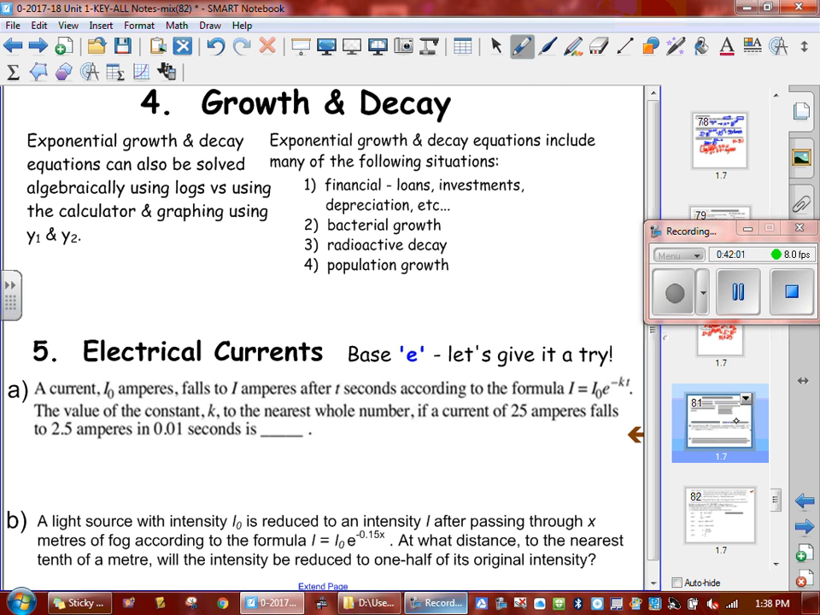And that's going to be in lesson 8 coming up tomorrow. So most of that is in regressions where they do that. We're going to just jump down to electrical currents here on base e.